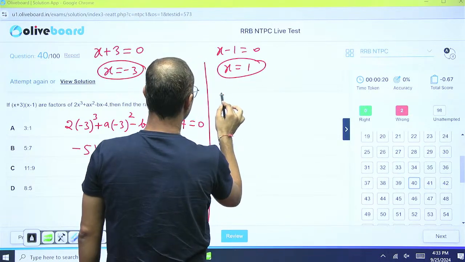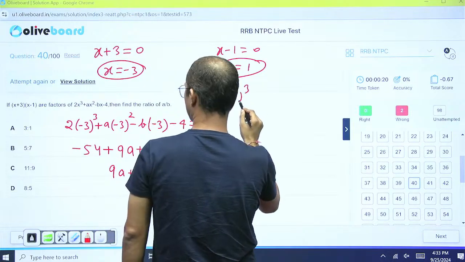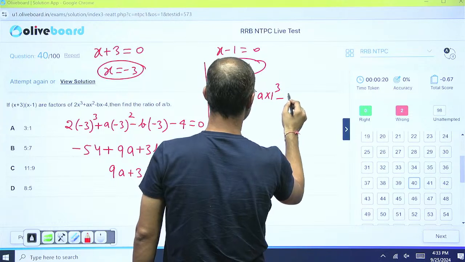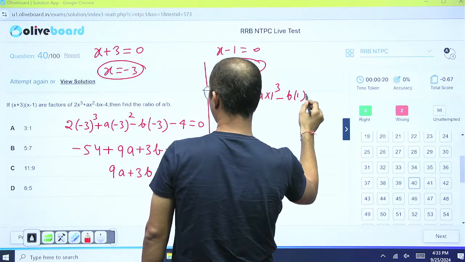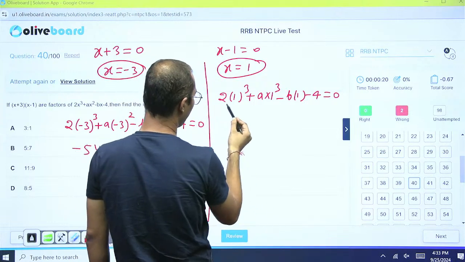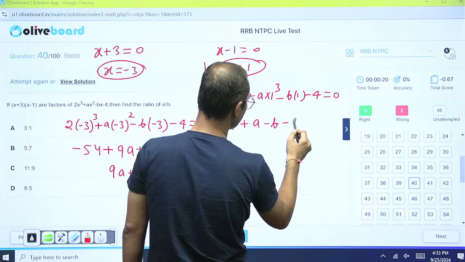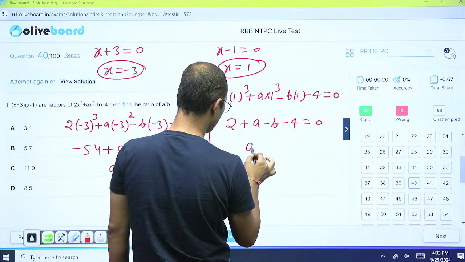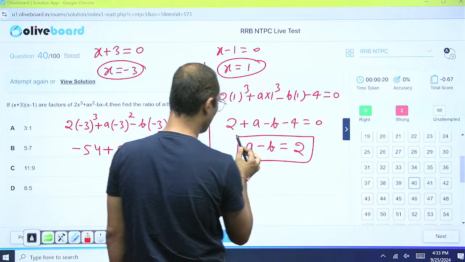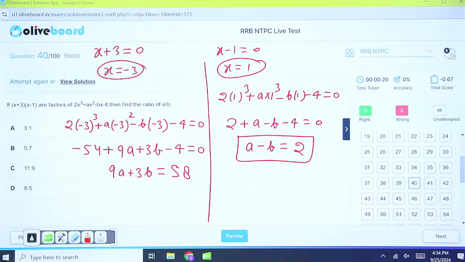And if we put x minus 1 is equal to 0, x is equal to 1, then we will get 2 into 1 cube plus a into 1 cube minus b into 1 minus 4 is equal to 0. So here we will get 2 plus a minus b minus 4 is equal to 0. So a minus b would be equal to 2, right? So the value of a minus b would be equal to 2, right?